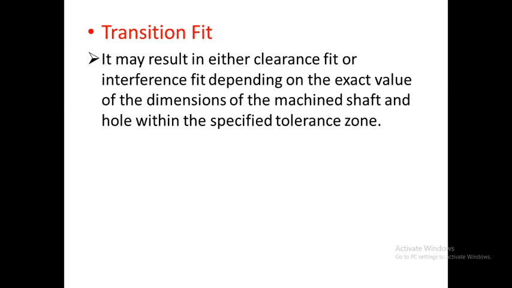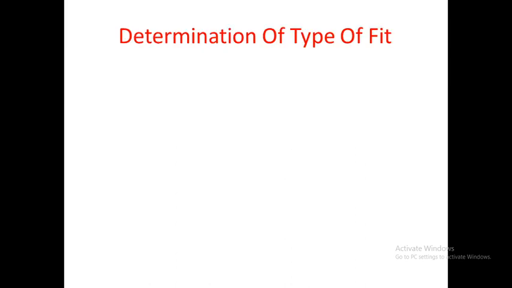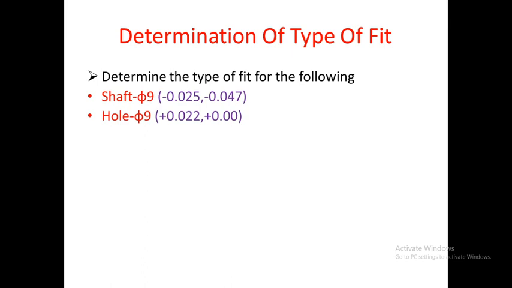Now we will solve some problems based on determining the type of fit for the given shaft and hole assembly. Determination of type of fit. Problem number 1. Determine the type of fit for the following shaft and hole size. Here both the shaft and the hole have a basic size of diameter 9 mm. The basic size for shaft and hole is always the same. So your basic size for the shaft and the hole is 9 mm.